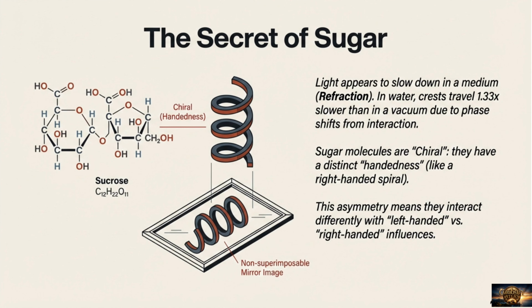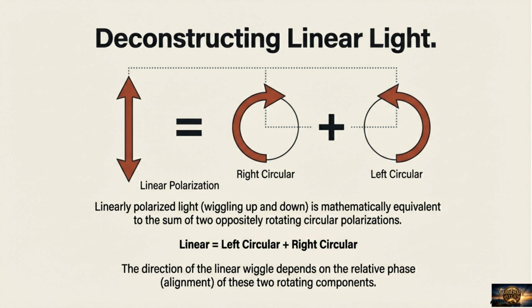Sugar molecules are chiral, meaning they have a distinct handedness. This asymmetry means they interact differently with left-handed versus right-handed light influences. Linearly polarized light, which wiggles up and down, is mathematically equivalent to the sum of two oppositely rotating circular polarizations, a right circular and a left circular component. The direction of the linear wiggle depends on the relative phase of these components.